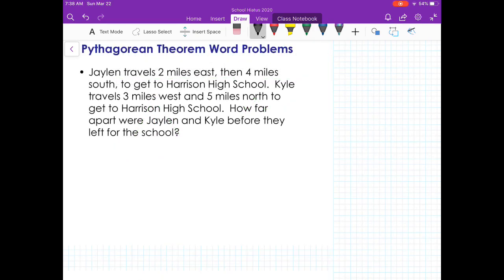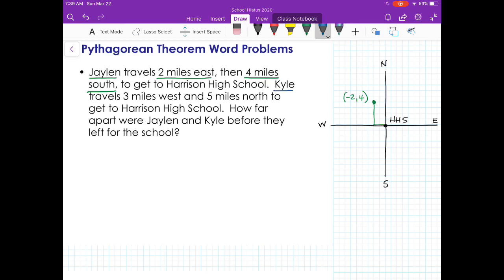For this next problem, I'm going to use graph paper to plot the distance that Jalen and Kyle travel as they move toward Harrison High School. I've plotted Harrison High School at the center of my coordinate plane. It says Jalen travels 2 miles east and then 4 miles south to get to Harrison High School. I'm going to reverse his path, moving west 2 and north 4 to plot his starting coordinates.